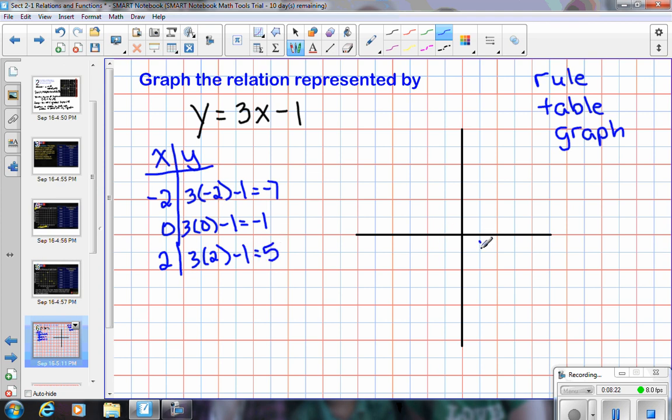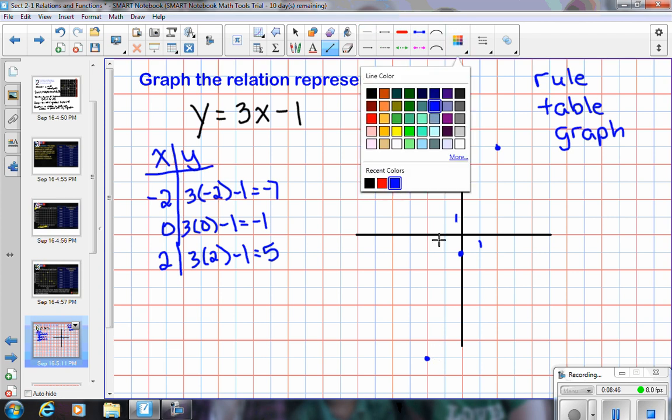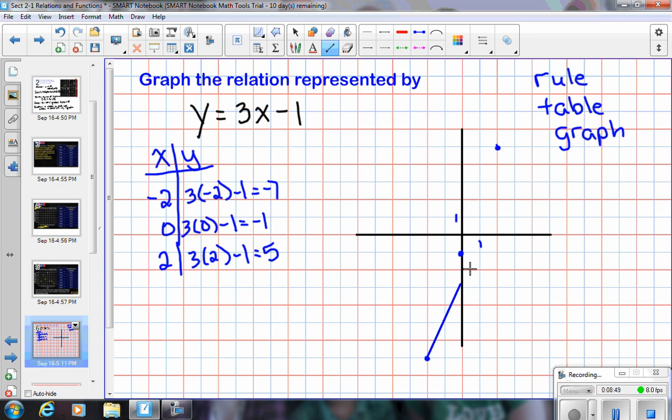Plot those points. Don't forget to show your scale. -2, -7, 0, -1, 2, 5. So I plot those points. Then I'm going to draw a line. And draw arrows at the ends to represent that my line could keep going.